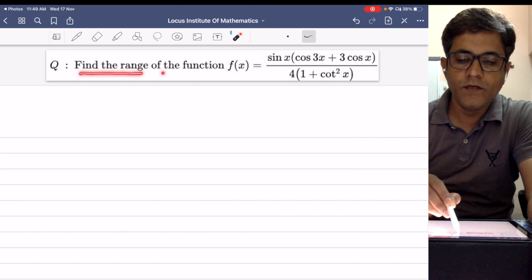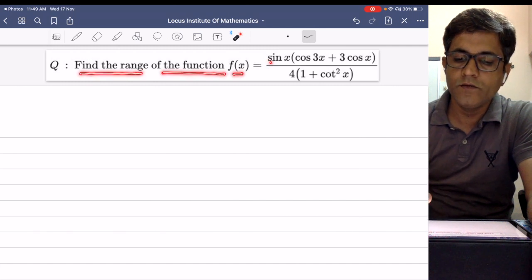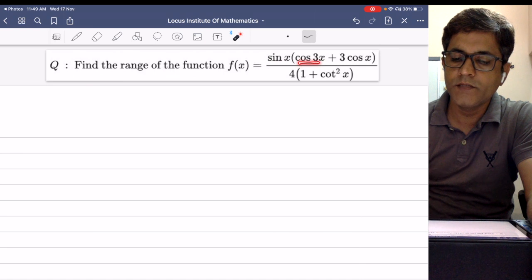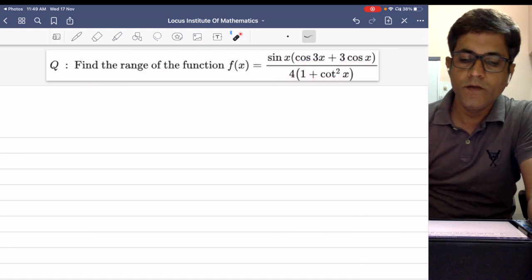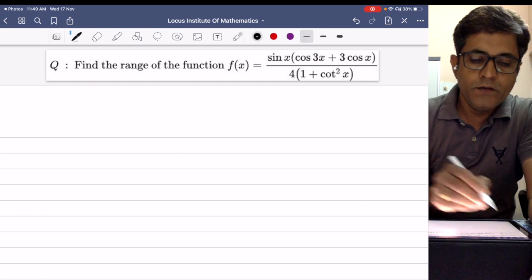Find the range of the function f of x is equal to sin x into cos 3x plus 3 cos x over 4 into 1 plus cos square x. So, solution.